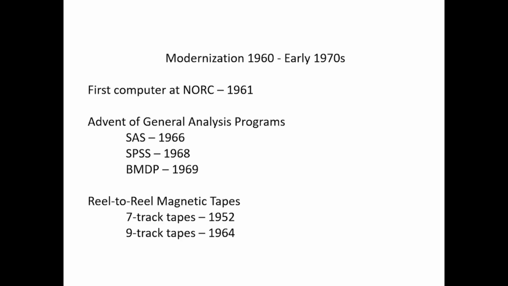And then the storage is being changed to real magnetic tapes. 7-track tapes were introduced in 1952, 9-track tapes in 1964. The difference between those and the whole development in reel-to-reel tapes during this period is more density. They could hold more and more information per inch.